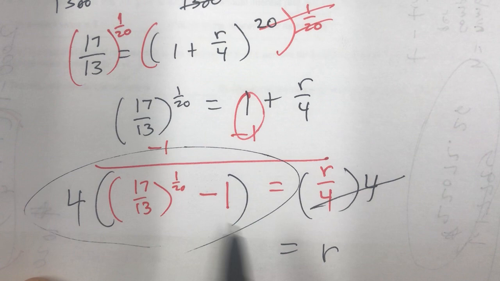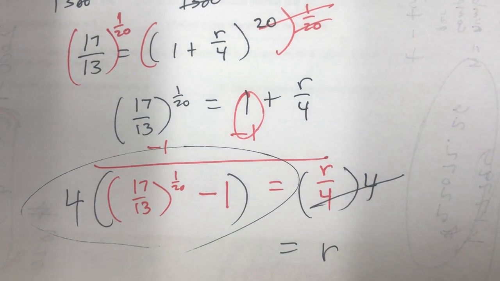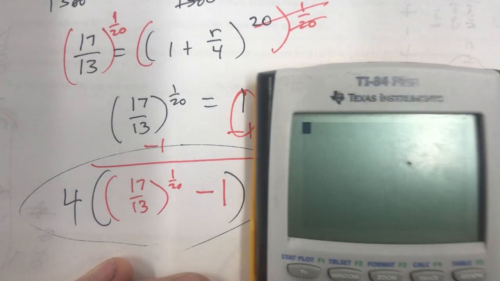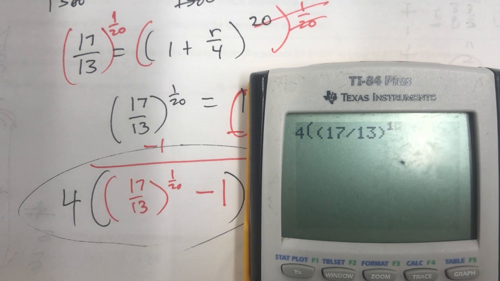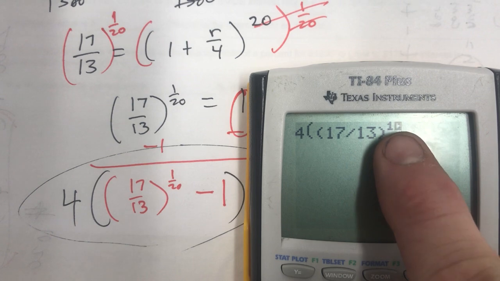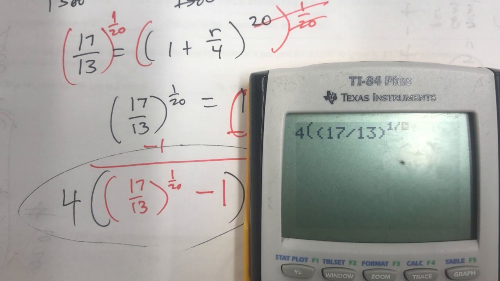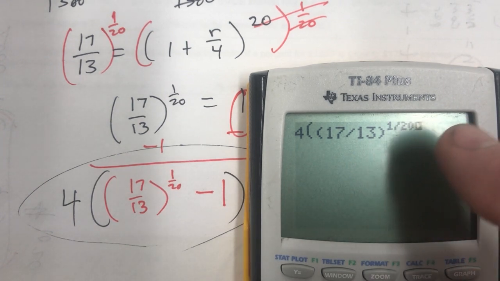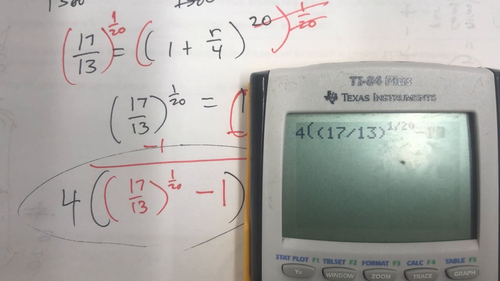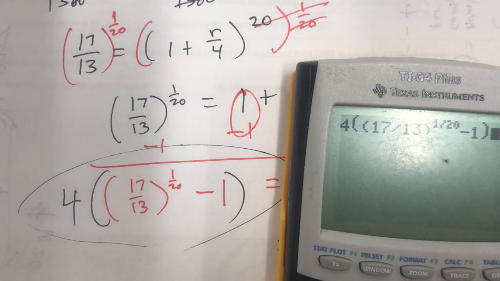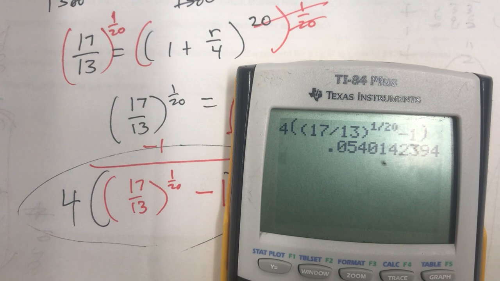I've got 2 sets of parentheses. I'm going to have to type this in kind of like what I did a while ago. So I've got 4, parentheses, 17 divided by 13, parentheses, to the 1 over 20. If yours doesn't go into the exponent like mine does, you'll have to put parentheses around it. But mine goes up in the exponent, so I don't have to. Minus 1, and then I close the parentheses, and it looks like 0.054.